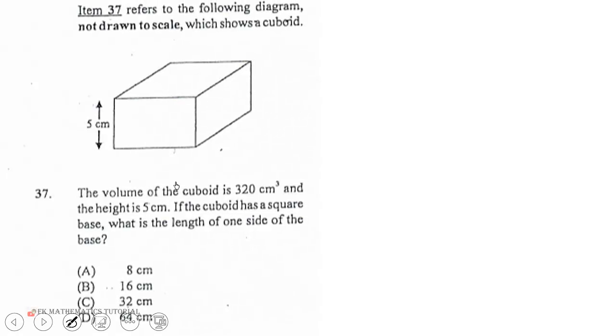Item 37 refers to the following diagram, not drawn to scale, which shows a cuboid. The volume of the cuboid is 320 cm³ and the height is 5 centimeters. If the cuboid has a square base, what is the length of one side of the base?